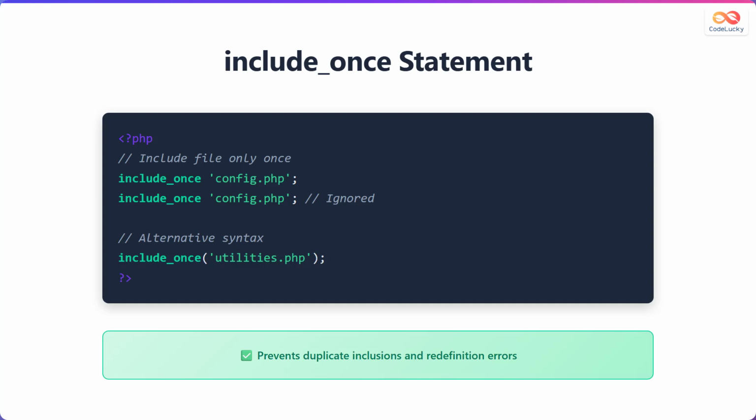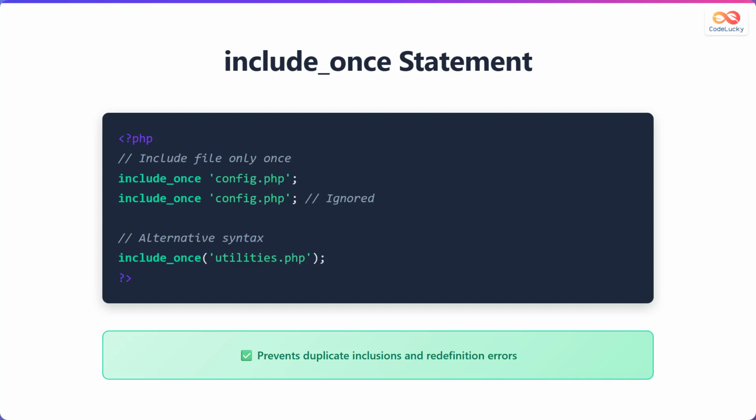To prevent issues with multiple inclusions of the same file, PHP provides the include_once statement. Consider the code snippet. After writing <?php, add a comment that says include file only once. Then we write include_once, followed by the file name config.php, in single quotes and terminated by a semicolon. Even if you try to include config.php again using include_once, it will be ignored.